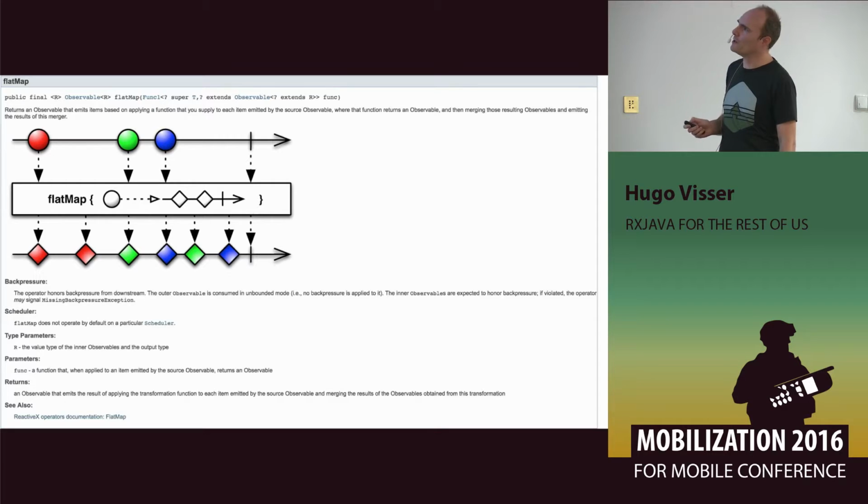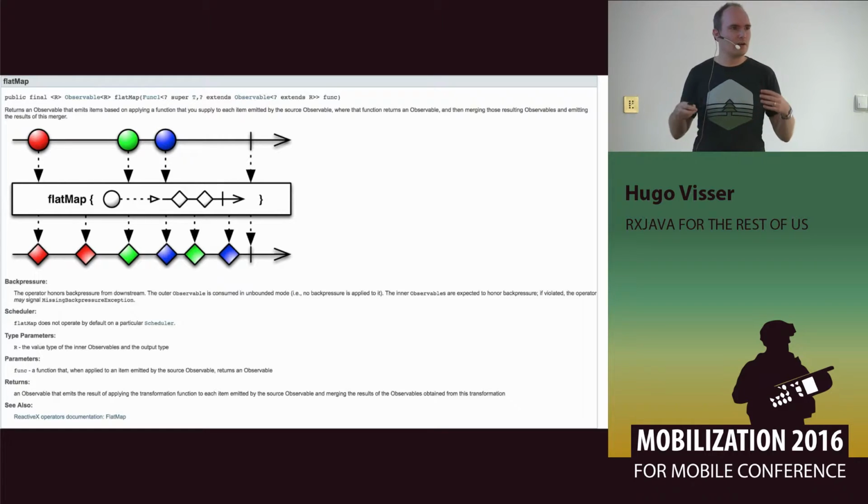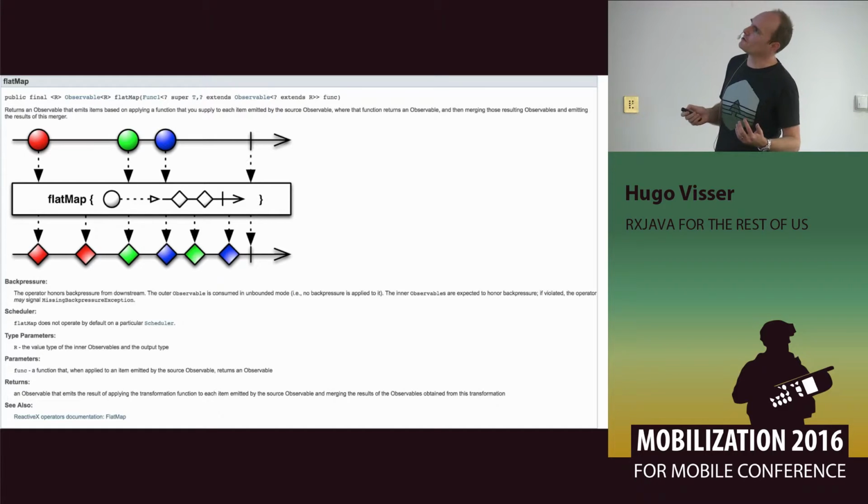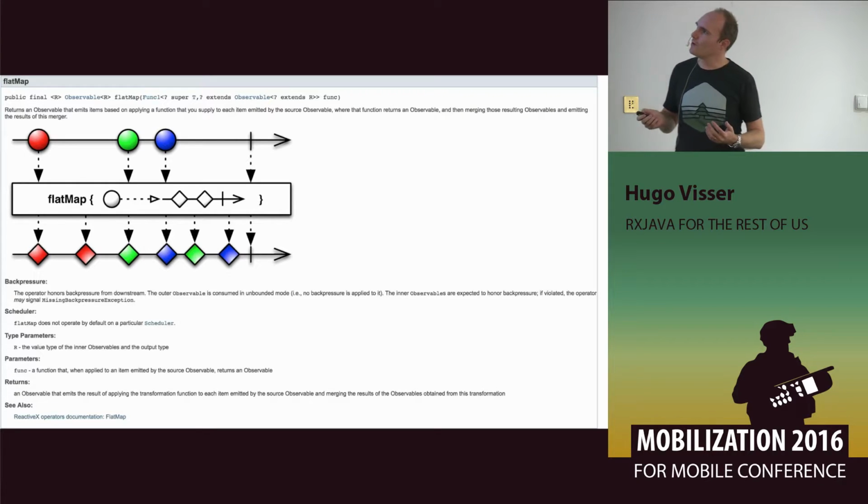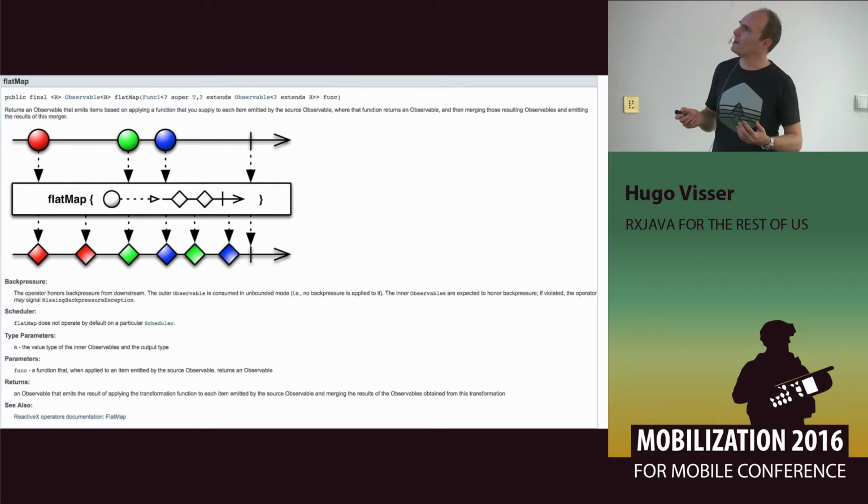And then there's this marble diagram, which is supposed to help you understand how an operator works. And this particularly is for flatMap. Where is flatMap? Something here. Yeah. So what this tries to express is that these are the events coming from the source observable. So the circles are the events. And then here's the operator. And this is the output of this operator.